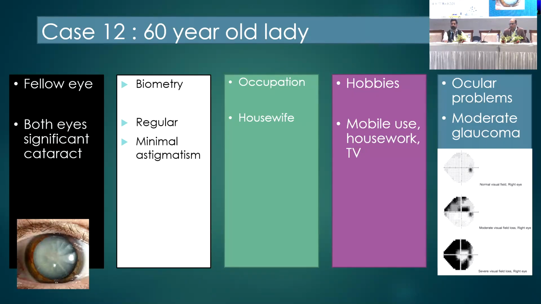Now, this is another case. A housewife with significant cataract in both eyes, mobile use, housework, but moderate glaucoma. So, Nitin, this is also your field. As I presented in the study, 6% of cases had glaucoma. So in mild to moderate glaucoma, we can choose EDOF. But in advanced glaucoma, only monofocals.